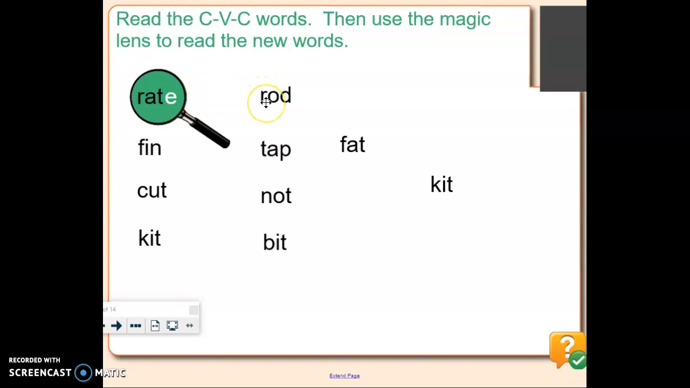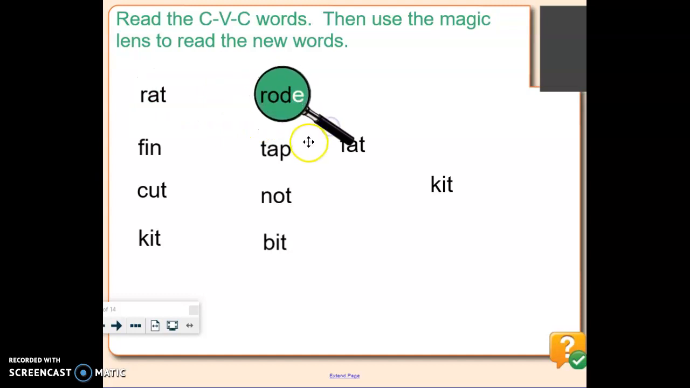Okay, let's try another one. This word right next to it, what does it say right now? Remember, the O is short, so it says the ah sound. Rod. Now let's see what happens when we put an E at the end. Remember, silent E means that it doesn't make a sound at the end. Instead, it changes O to say its name. O. Let's see. R, O, d. Road.